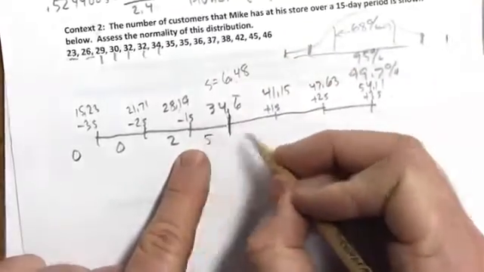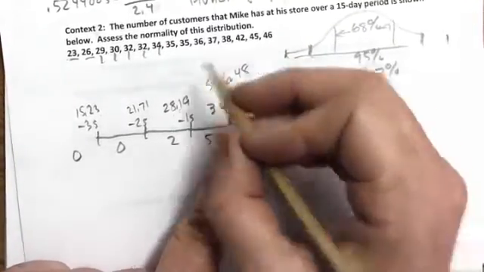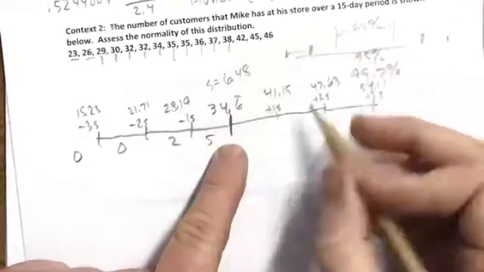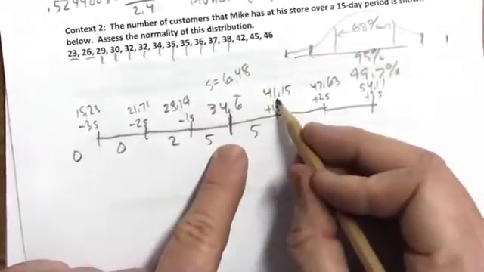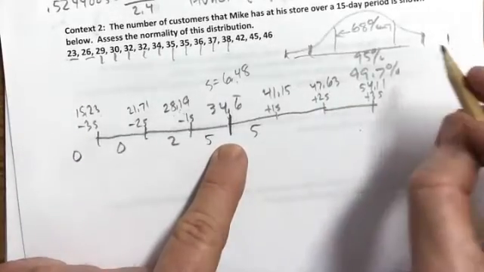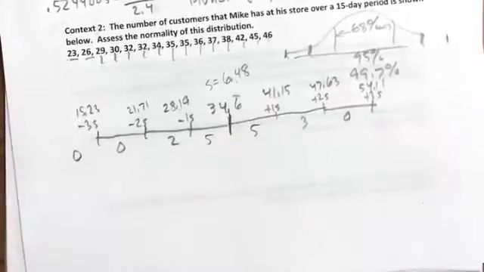So there's 5 there. How many are between 34.6 repeating and 41.15? So you count those, and that'd be 1, 2, 3, 4, 5. Once again, how many are between 41.15 and 47.63? And so that would be 1, 2, 3. There's 3 there, and there's 0 there. So there's a total of 15 numbers.